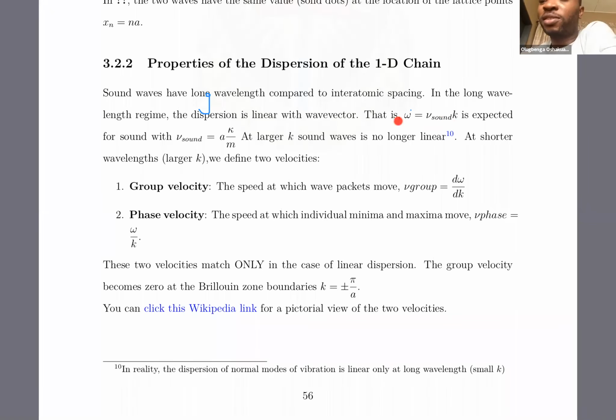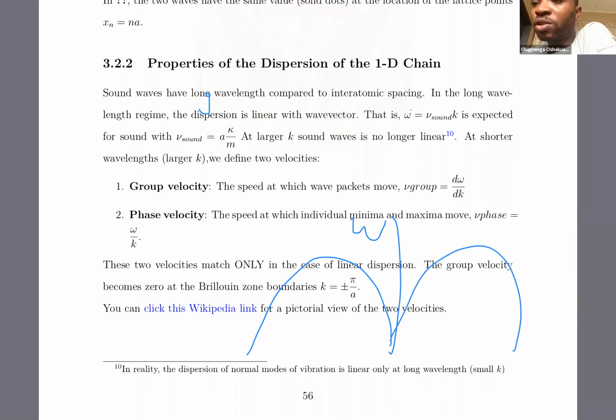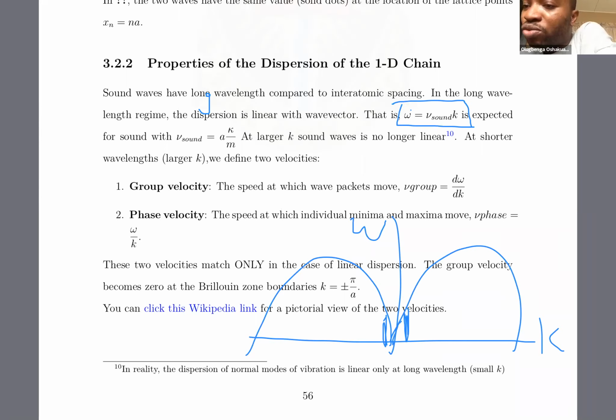But from the graph we have plotted, which tells us something like this, here this is omega, this is k. You would notice that the dispersion is not linear. This expression is only valid for small k. For very small k, you can say that this is linear. But when k increases up to this level, this is no longer linear. So this expression is just an approximation.